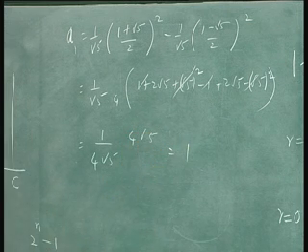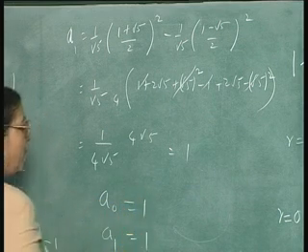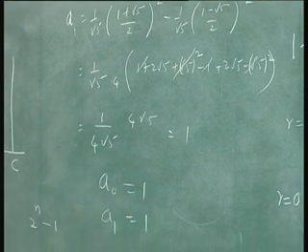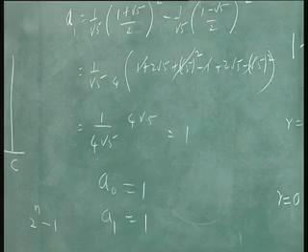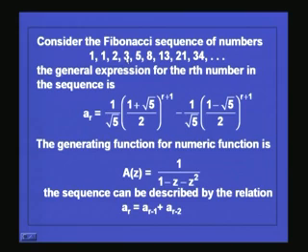So, you can check that A naught is 1, A1 is 1, and similarly you can check that A2 is given by 2, A3 is 3, and so on. The generating function for that is A of z equal to 1 by 1 minus z minus z square.